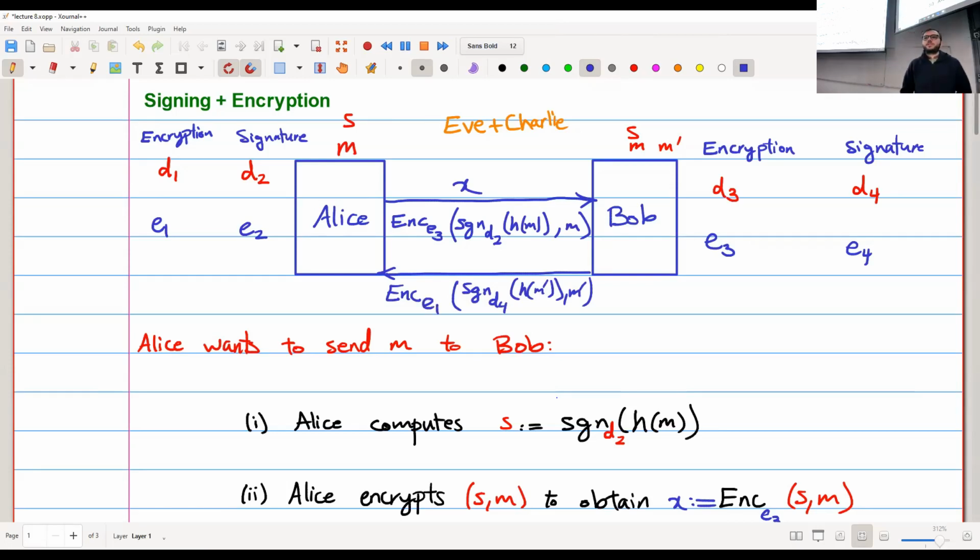Okay, so now both parties can communicate with each other, and whenever you receive a message, you can be sure that no one else read the message, and you can also be sure that no one else changed the message. So we have secure communication, secure and authenticated communication.